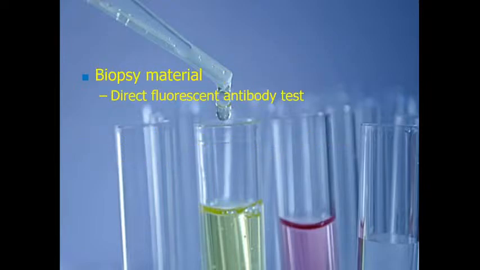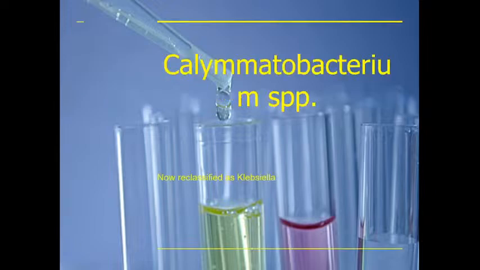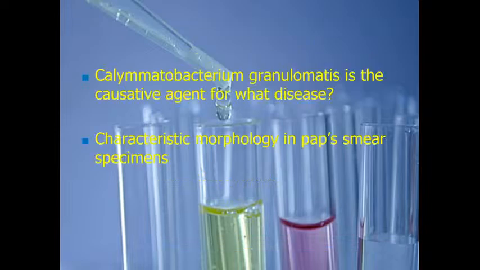Now, let's move on to Calymmatobacterium. It's now reclassified as Klebsiella. So as of the moment, instead of Calymmatobacterium, it's now Klebsiella species. Let's refer to it every time as Klebsiella granulomatis. Klebsiella granulomatis is the causative agent of what disease? Granuloma inguinale, or donovanosis.